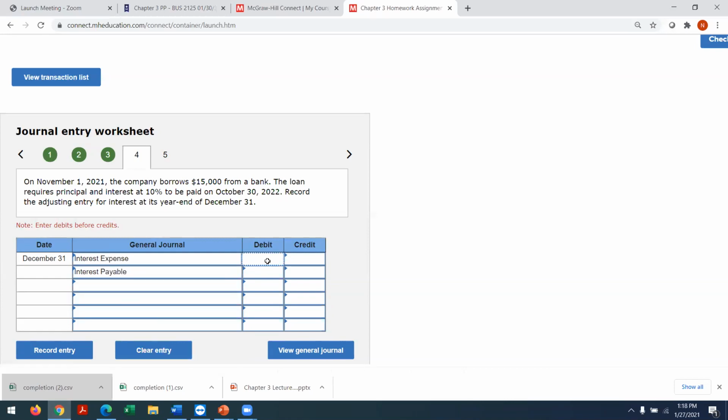How do we figure this out? You do 10% of 15,000 and then divide it by 12 and then times it by 2. Perfect. Yep. How much is that? 250.